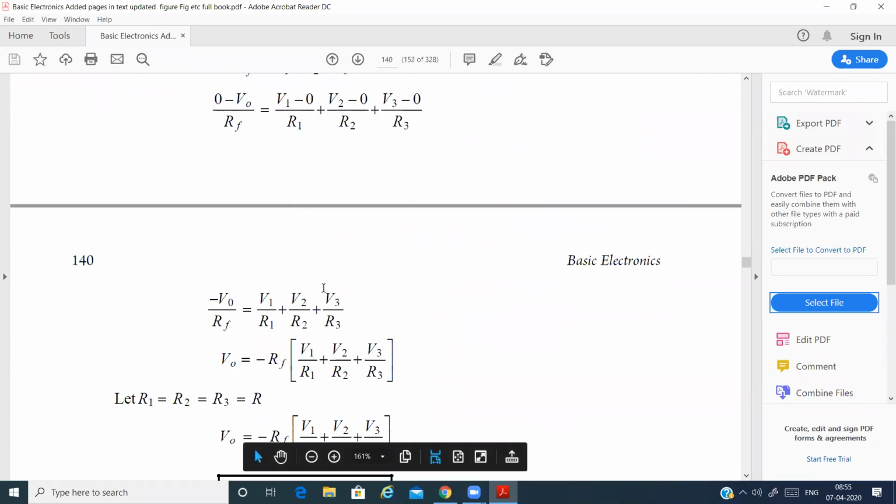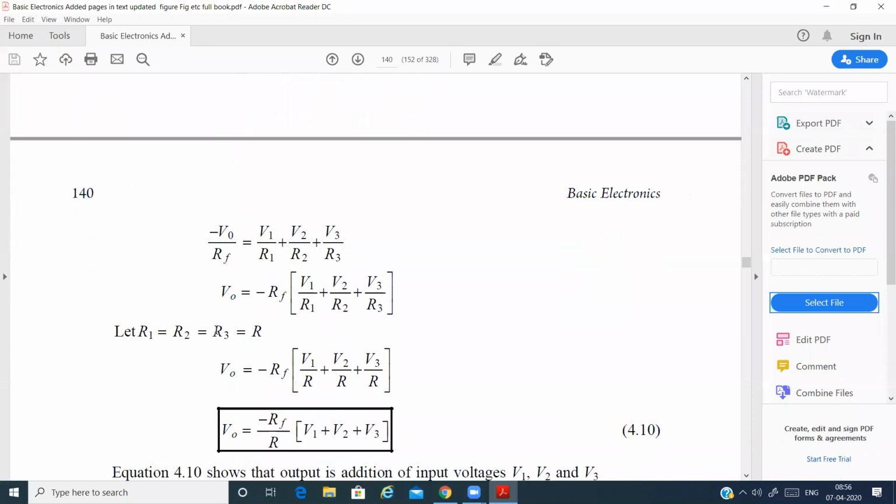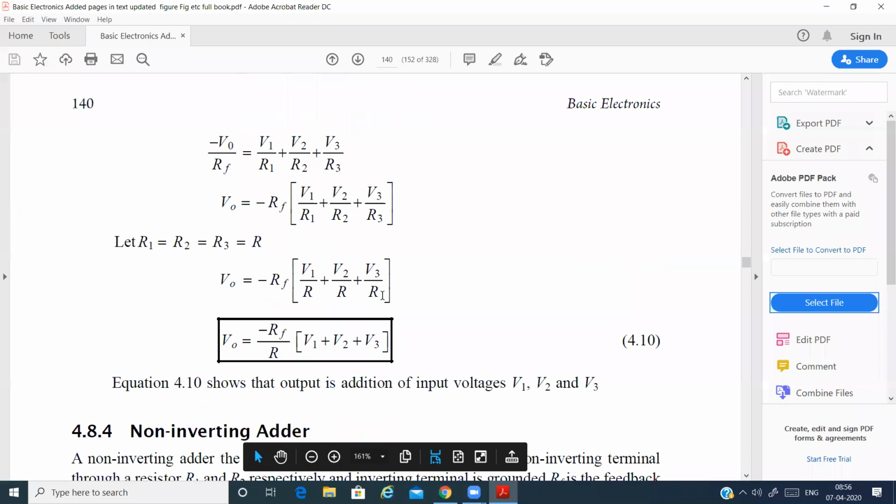So after that we get this one, and we know that we always prefer to write the equation in terms of V0, and that is what our intention is. So V0 is equal to minus RF, V1 by R1 plus V2 by R2, V3 by R3. Suppose I assume all these input resistance values R1, R2, R3 are R. So that's common. Then R1, R2, R3 become equal and we substitute as R. So if I take it outside, I'll get V0 is equal to minus RF by R into V1 plus V2 plus V3.